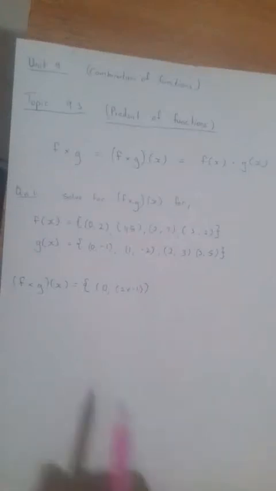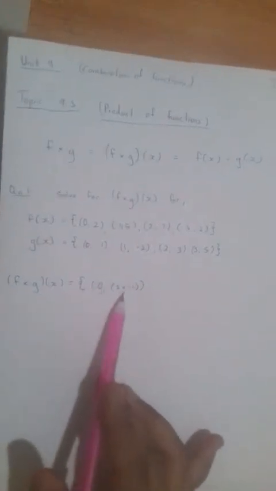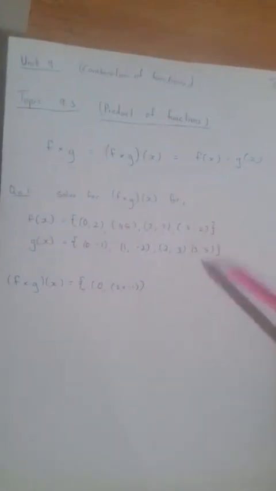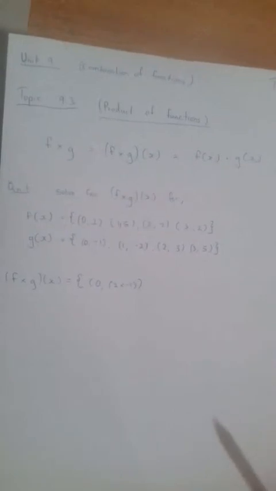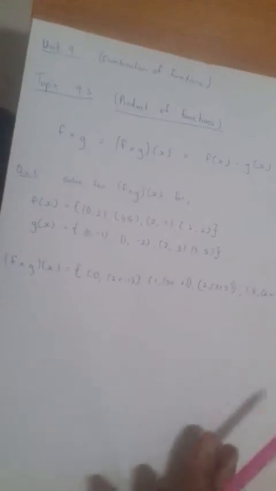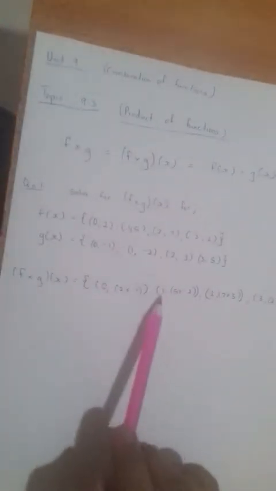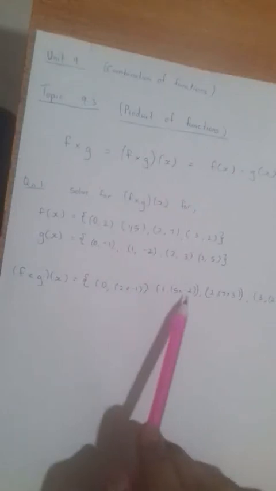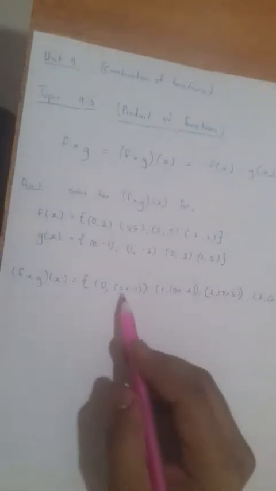So this is basically how we multiply two sets. We just find the common x value and then multiply the y values. So I'll do the rest. Here I've solved the rest of them. As you see, we have the similar x values and we just multiply the y values for all of them.